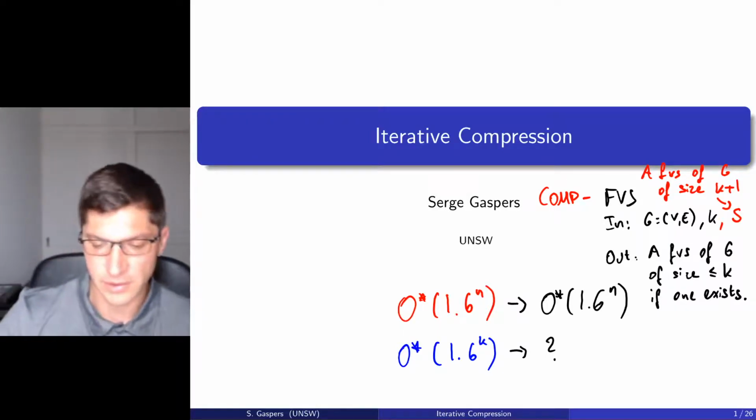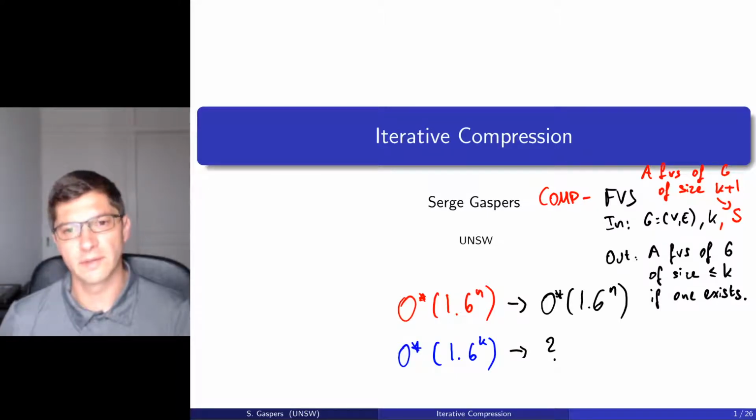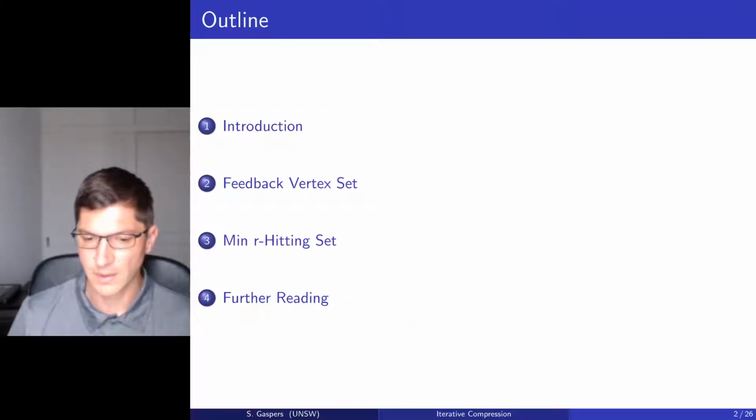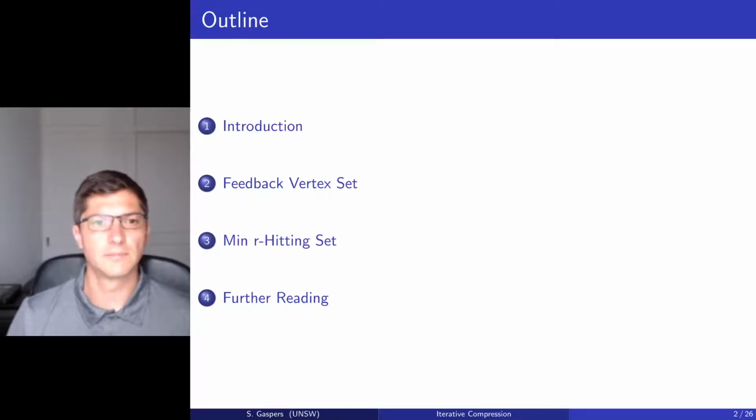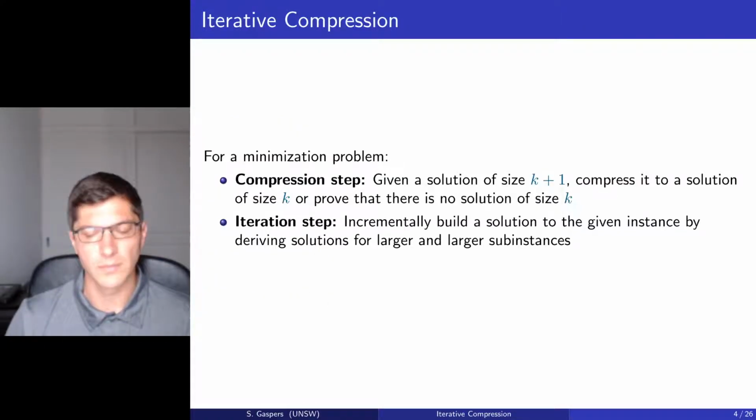And in iterative compression, we will be able to exploit such running times even in the parameterized setting. And we will start with looking at algorithms for feedback vertex set and for minimum R hitting set. But we'll start with vertex cover as an example. So this works for any minimization problem. So there's a compression step which says that, given a solution of size k plus 1, can you compress it to a solution of size k? Or if not, then guarantee that there's no solution of size at most k.